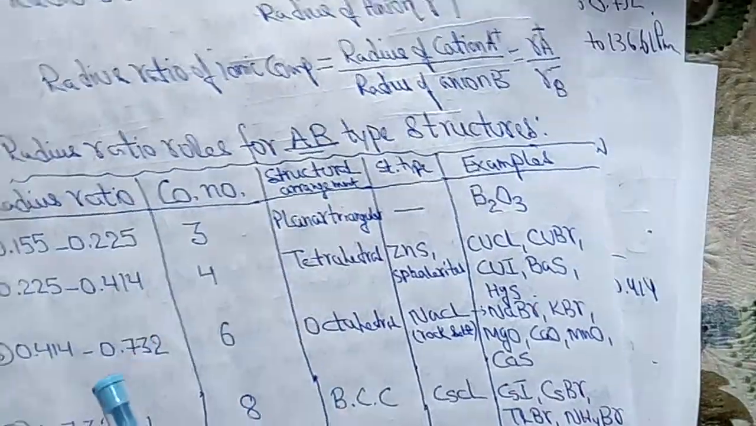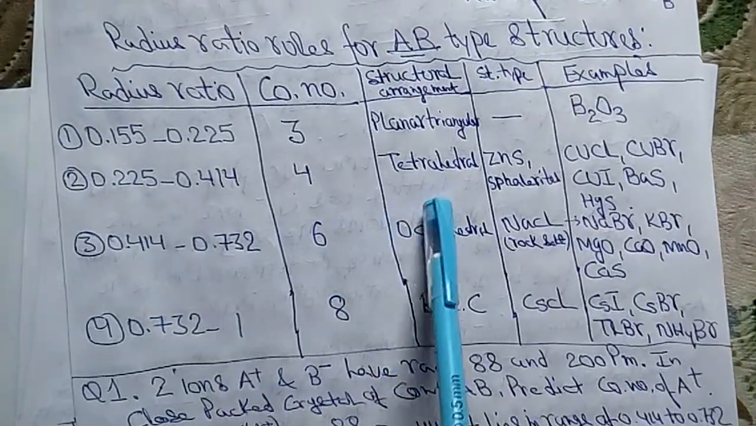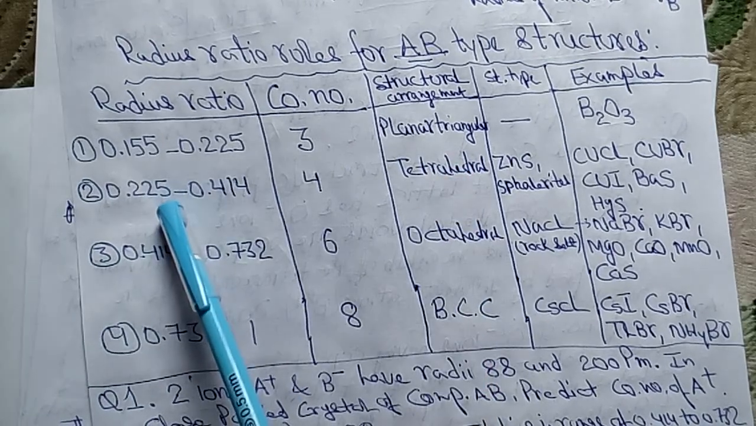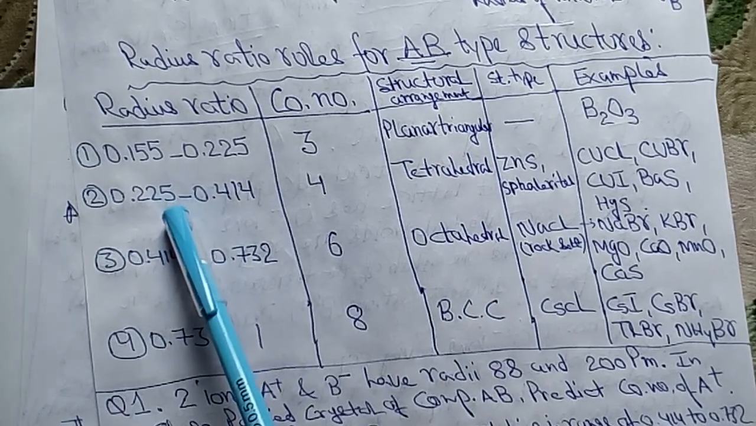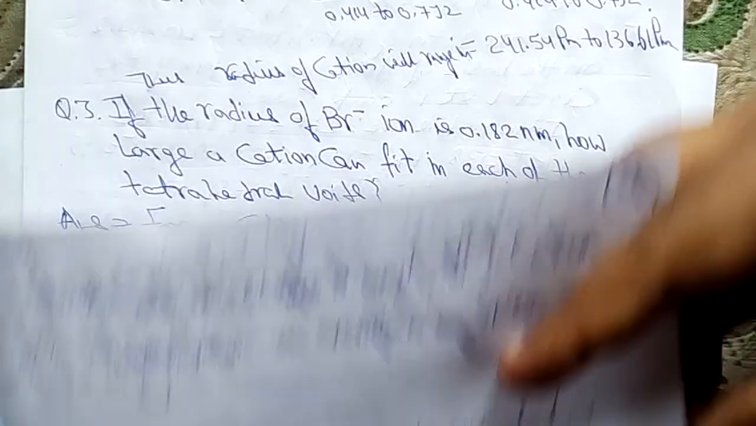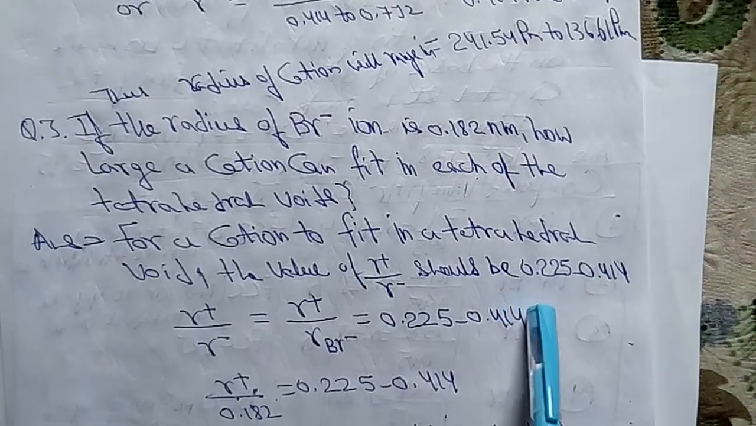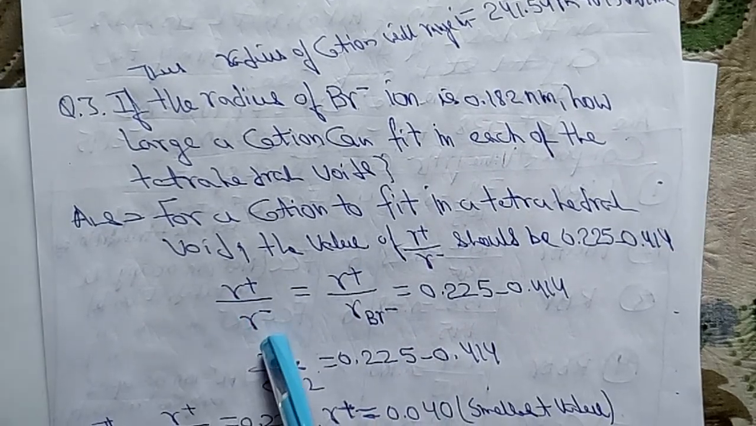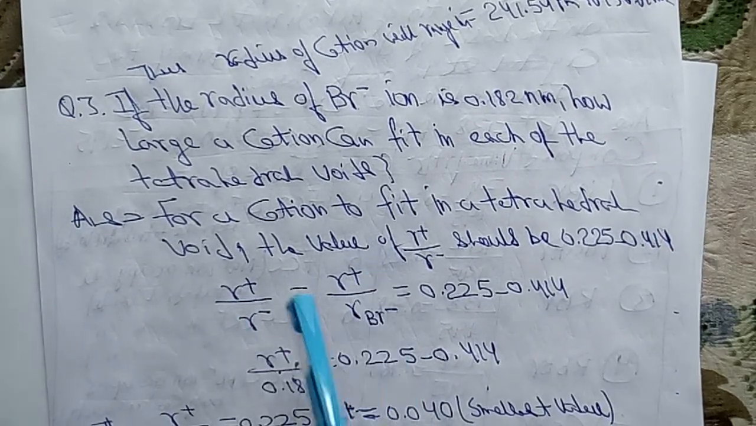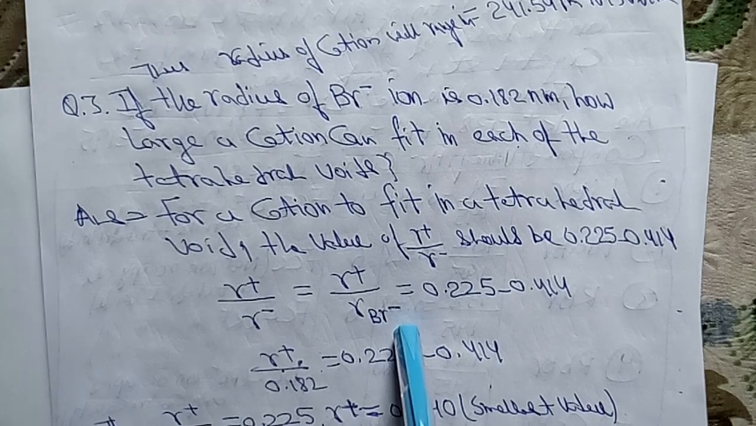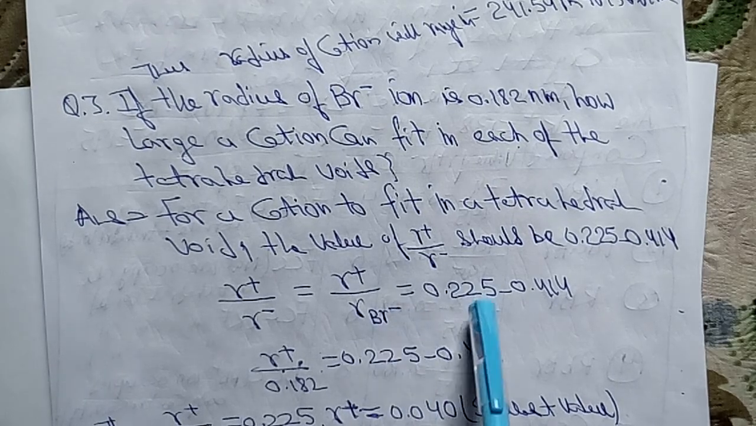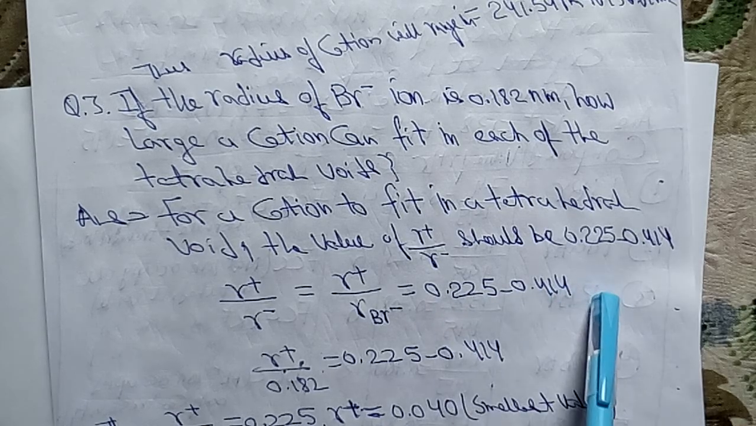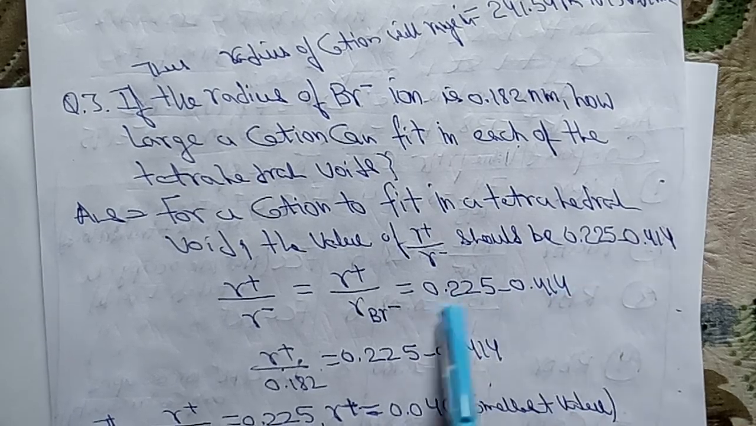Again we'll go to that structure. Where is tetrahedral? Tetrahedral means the value of R will be this. You have to remember this, 0.225 to 0.414. The same value is taken here, 0.225 to 0.414. Apply the formula R plus by R minus. R plus we have to get, R minus is given, and the value equals 0.225 to 0.414. The expected value comes in this range.